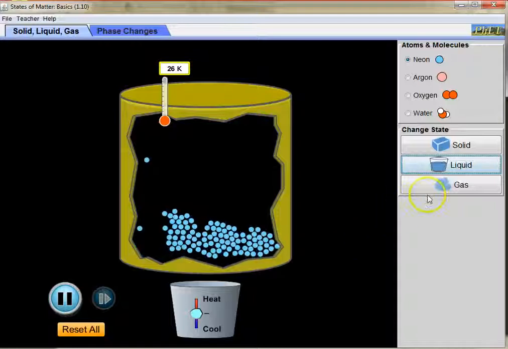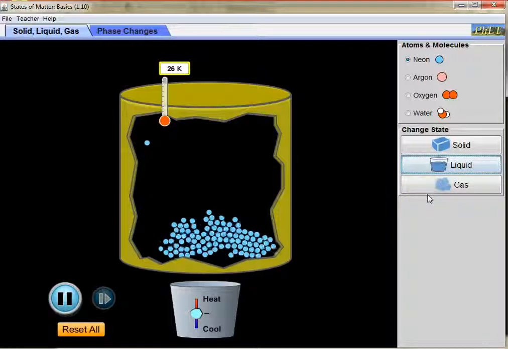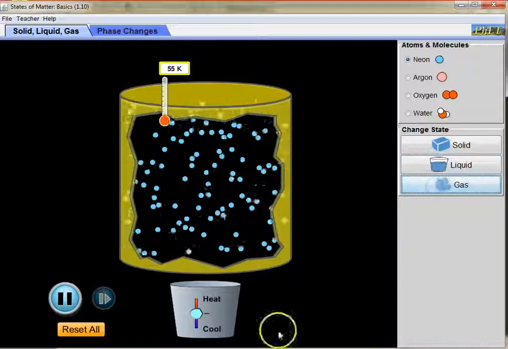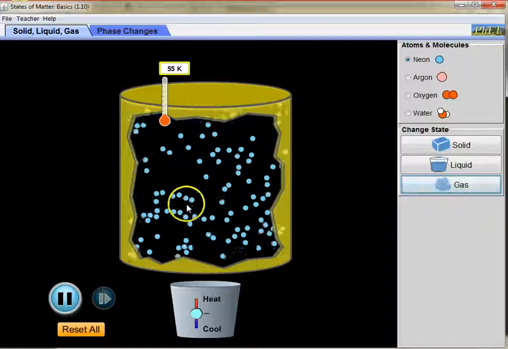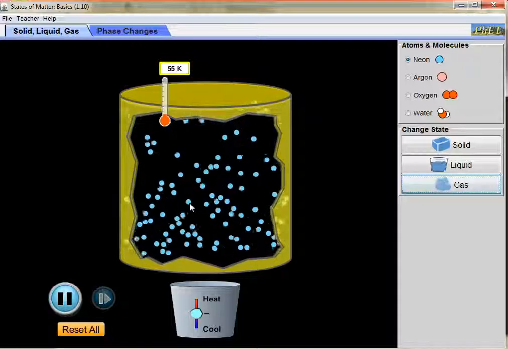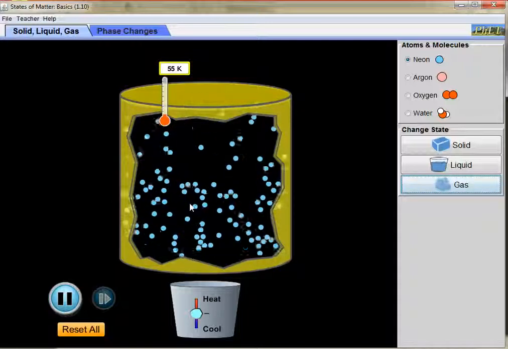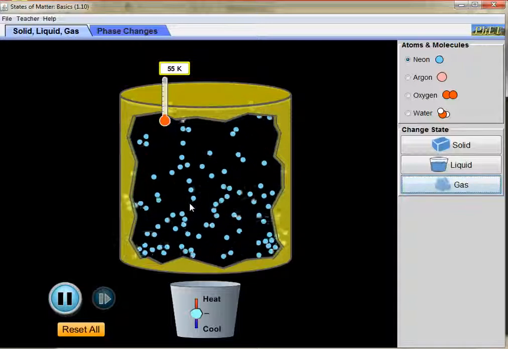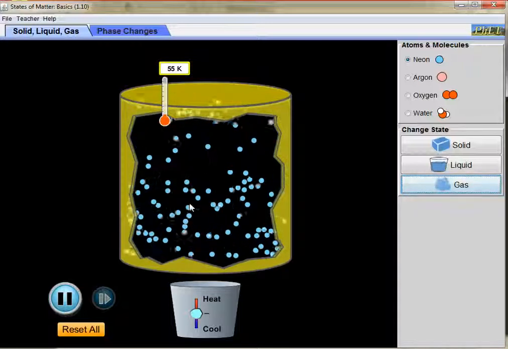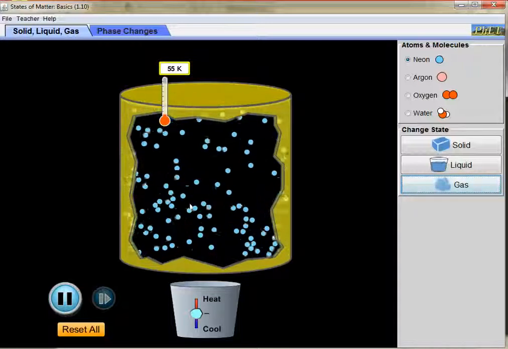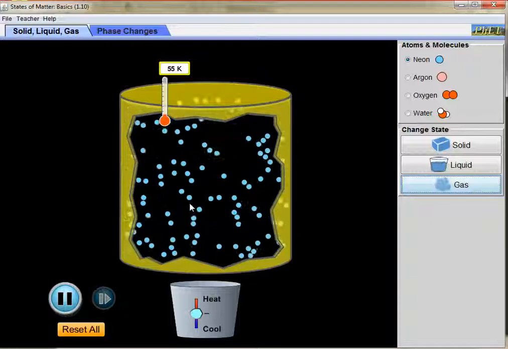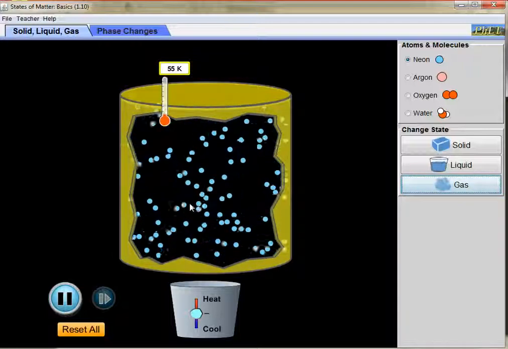Okay, now let's compare these two motions with gas. Now you can see the gas completely fills the container. If the container were larger, the volume would be larger. If the container were smaller, the volume would be smaller. So the gas completely fills the container.